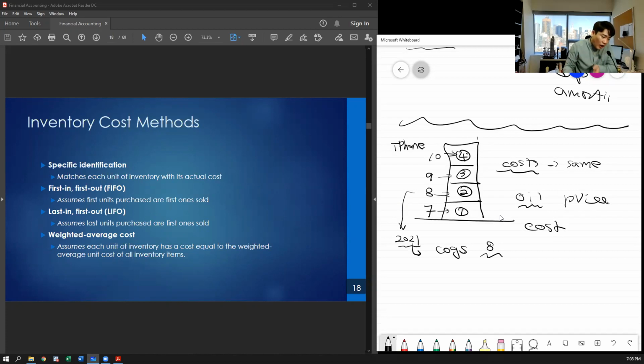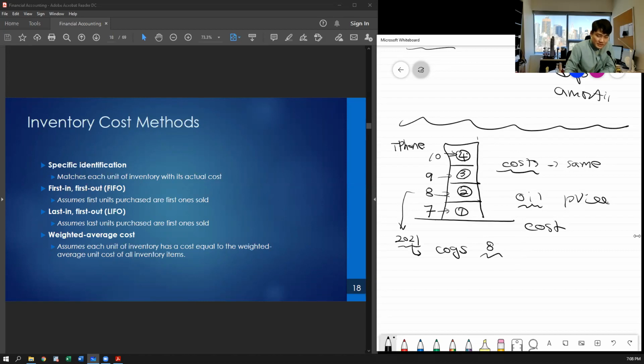Now, as technology advances and with powerful computer processing capabilities, some companies are starting to use this specific identification system, but we are not there yet. So we have to come up with some ways to basically compute the cost of goods sold. Let's start with first in, first out.